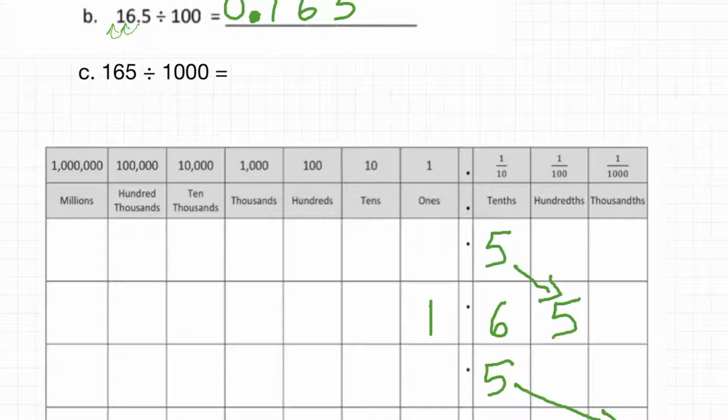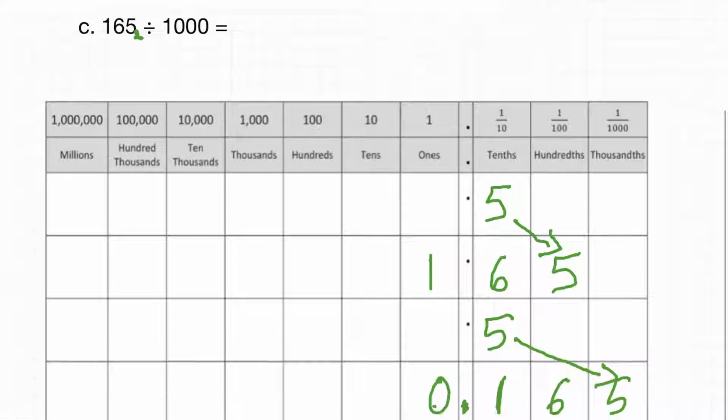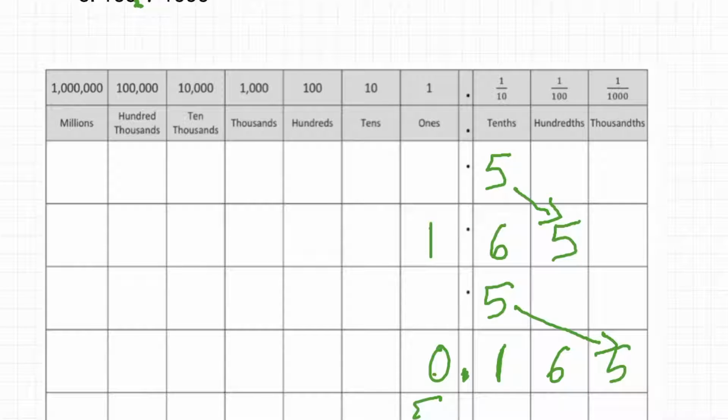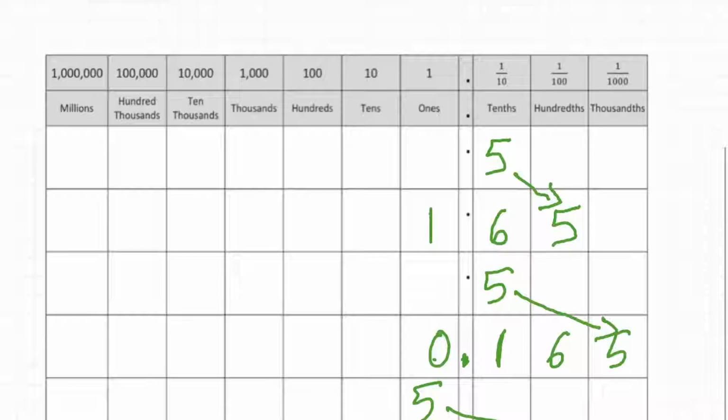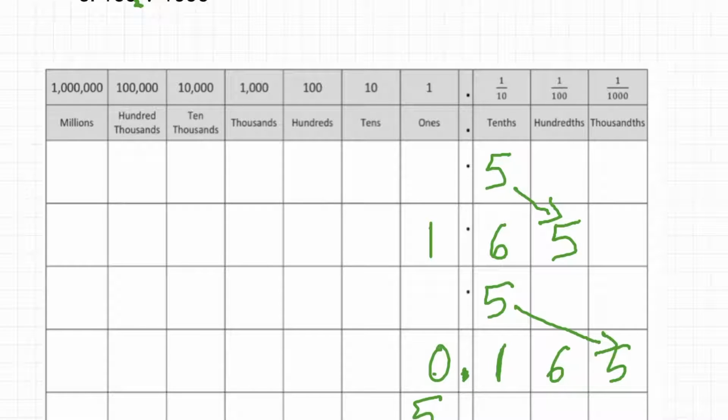All right, so on this next problem, I changed it a little bit. It is 165 instead of 16 and 5/10. So this time it is moving. There is no decimal, but technically it would be right here next to the 1s, after the 1s. So again, looking at the place value chart, it starts off here and it moves over 3 spaces. I'll move that down in a second.